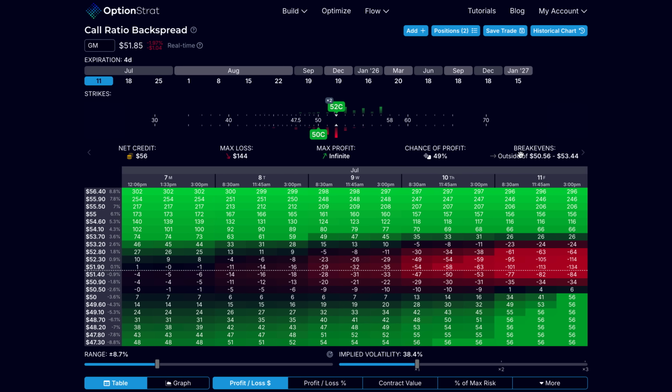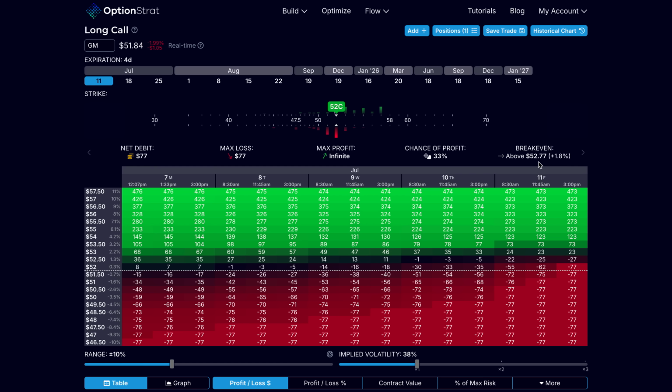And now as you can see, we have 2 break evens. Why? Because now, if the price of the stock goes down instead, we can also make money. So in other words, as long as GM goes above 53.43 or under 50.57, we will make money here. But we will still make more money to the upside. We still have that infinite upside potential here.